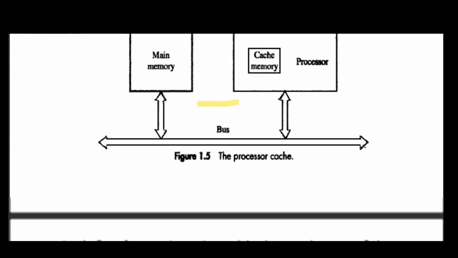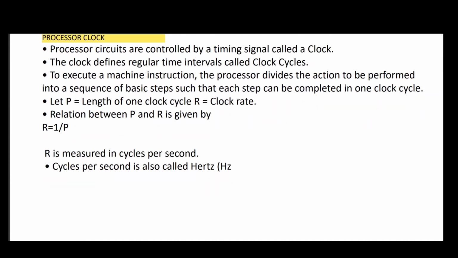So next we will go for the processor clock. This is a simple topic. In my previous lectures, I have told you about the control circuitry. You all remember, control circuitry will generate a signal, that is a timing signal. So the processor circuits are controlled by the timing signal, which is generated by the control circuitry. This timing signal is called clock.